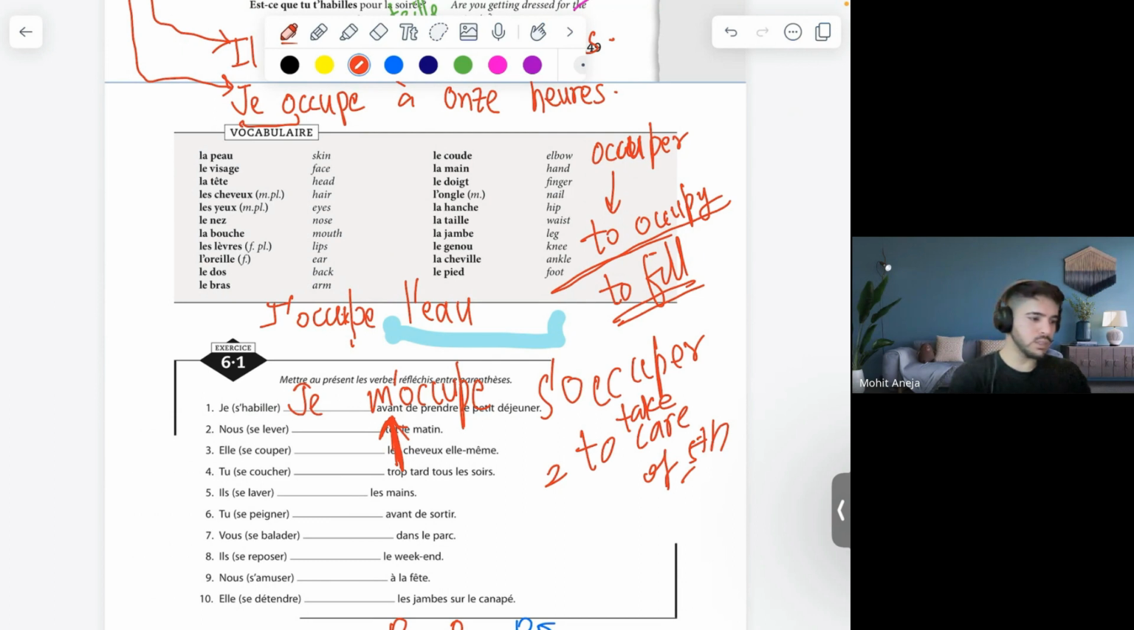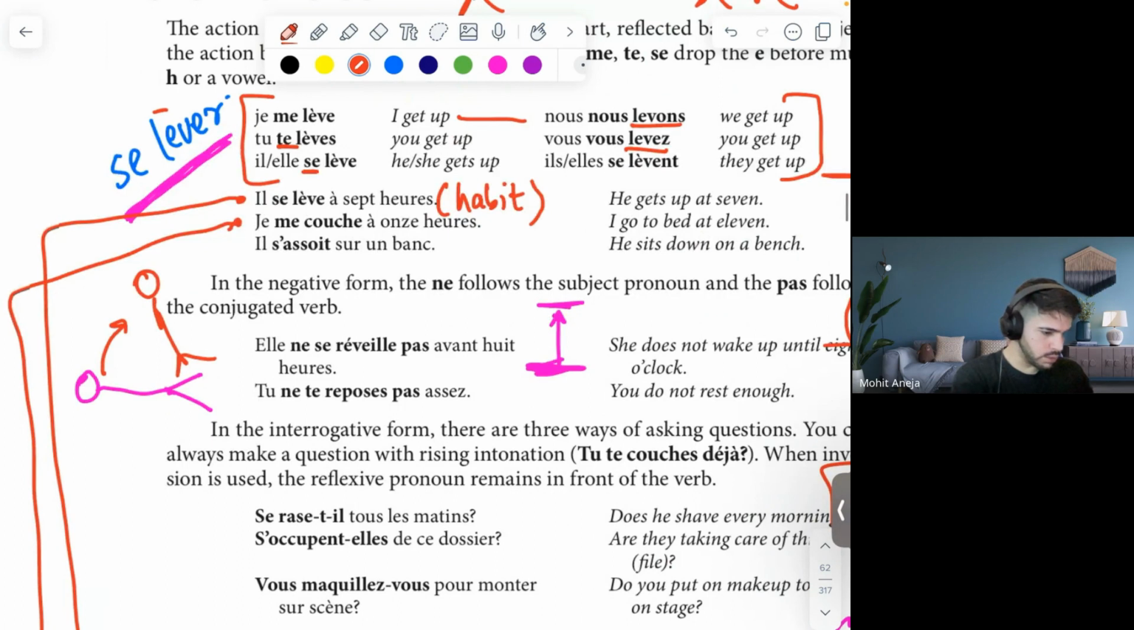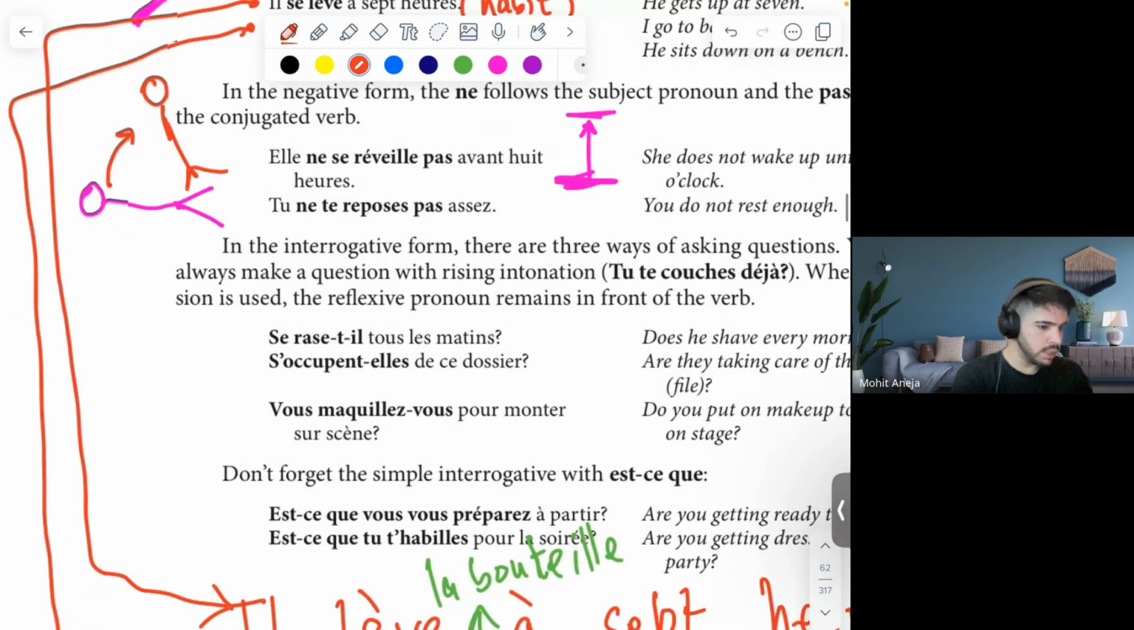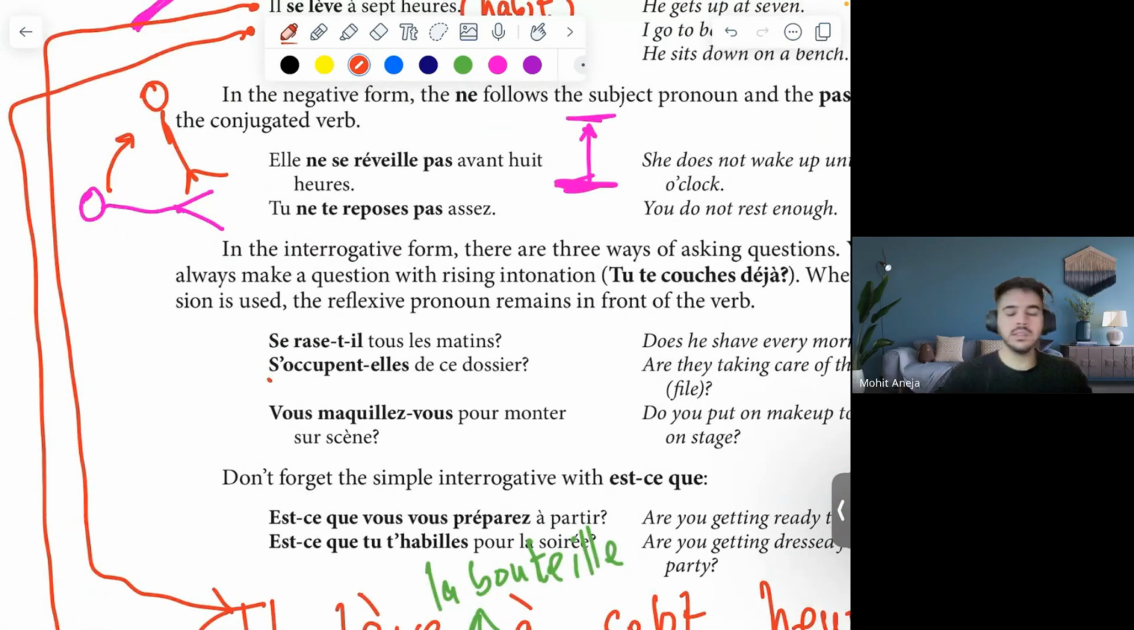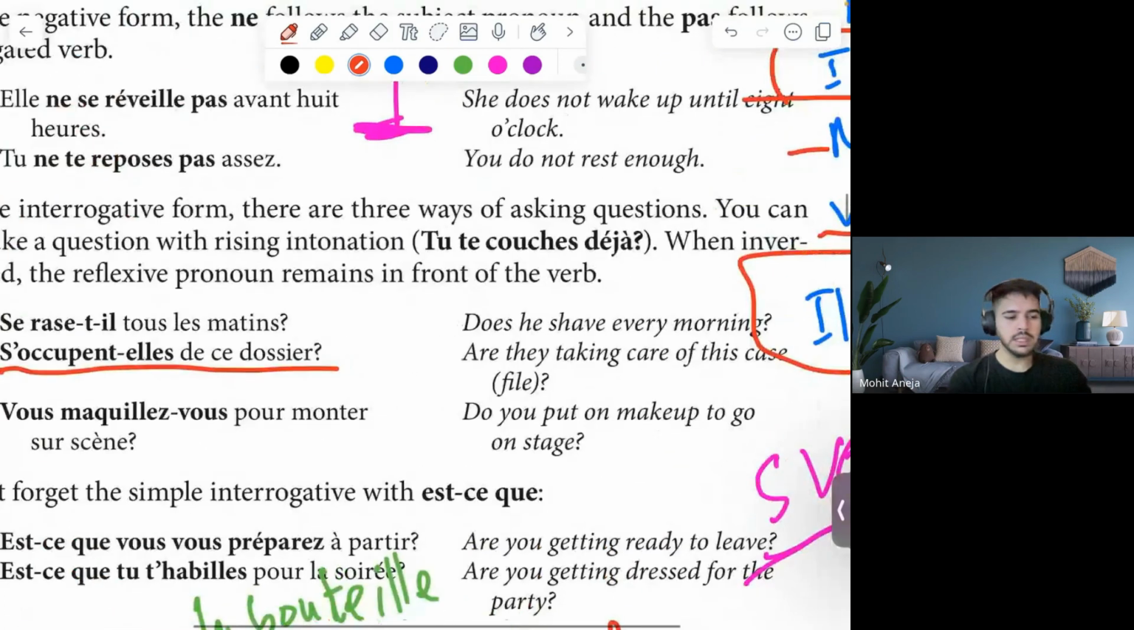Here it is written: s'occupe de ce dossier. A question is asked here. S'occupe-t-il de ce dossier? Are they taking care of that file? That document. For example, are they taking care of this case?